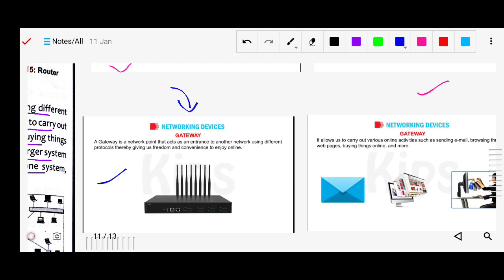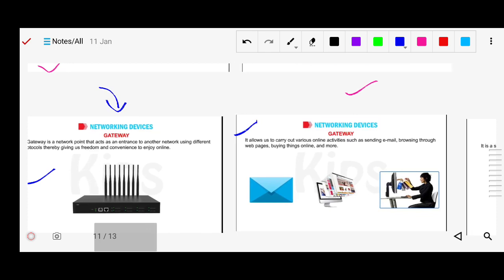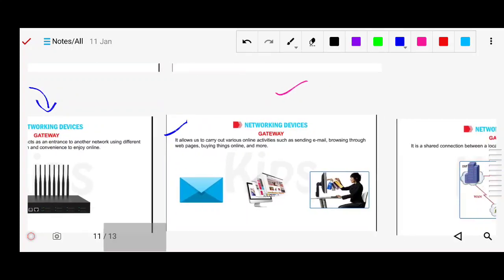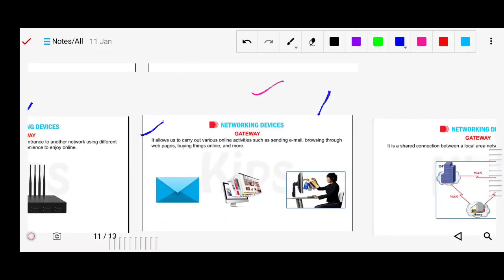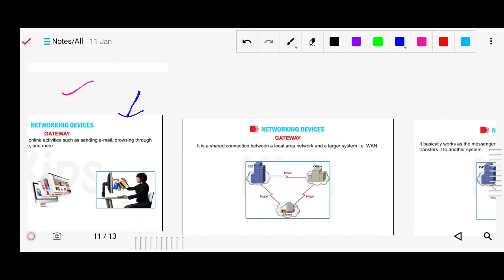Gateway, next you can see, allows us to carry out various online activities such as sending emails and browsing through web pages. Different kinds of files can be sent, so different kinds of protocols, which means a wide range. Through the gateway we can do all these things. It's a connection between a local area network and a large area network. It's a shared connection between a LAN and a WAN.